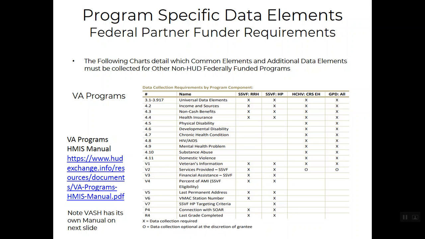I don't want to spend too much time on this slide, but these are the program-specific data elements that must be collected for all VA programs. There's a link here for the VA programs' HMIS Manual. Please note that the VASH program has its own HMIS manual, which will be available on the next slide. This chart is for the SSVF program, whether it be rapid rehousing or homeless prevention, the Housing Choice for Homeless Veterans, and GPD, which is the Grant and Per Diem program.